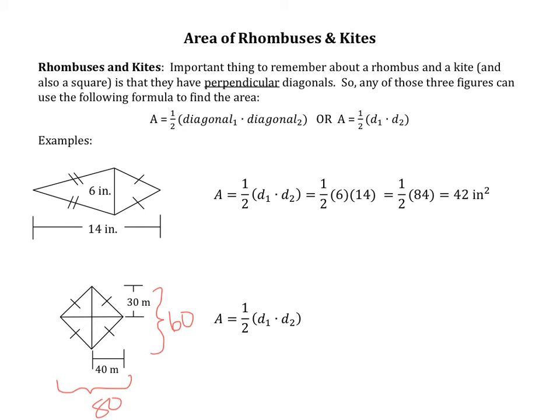So then to find my area, I'm going to start with my formula, area equals 1/2 d1 d2. I'm going to plug in my two diagonals, 60 and 80, so 1/2 times 60 times 80. So then 1/2 times 4,800. So then the area of my rhombus is 2,400 meters squared.